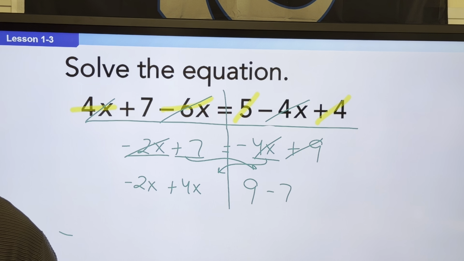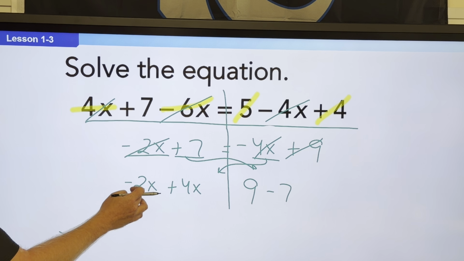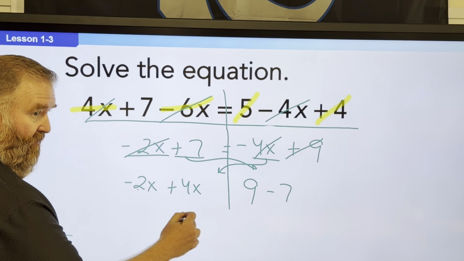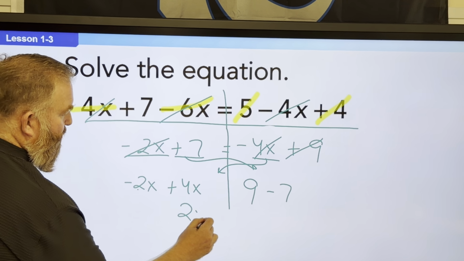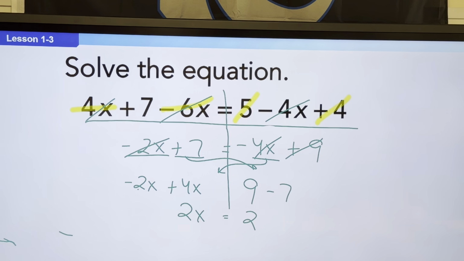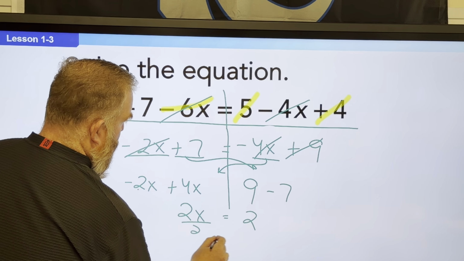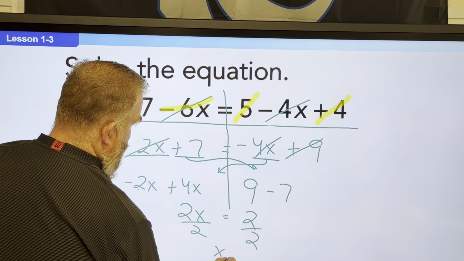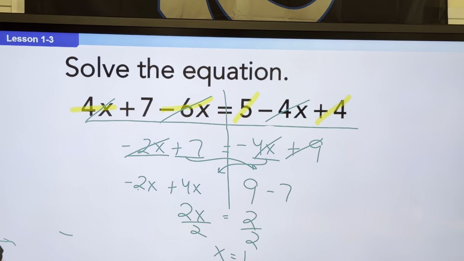Everybody's all right? Yes? Nod. Okay. At least act like you're listening. Okay. What's negative 2 plus 4? Calculator. 2x. What's 9 minus 7? It's the same thing that we just had a minute ago. Okay. Did that help explaining it like that? I see a lot of nodding. Okay, we're good. So we're going to divide by 2. Divide by 2. X equals what, guys? 1. We're done.